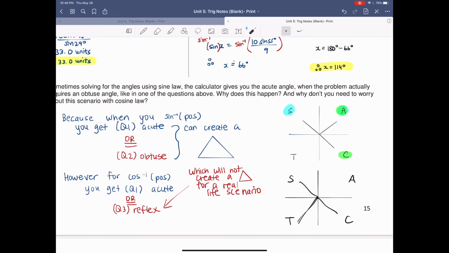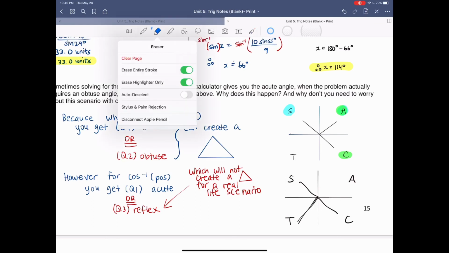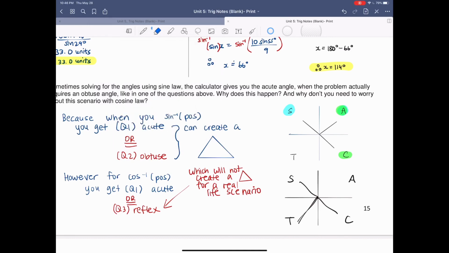And so again, it seems that it doesn't really matter. It's only the sine law that you need to worry about when you are considering whether it makes sense for a triangle, because only when you're taking sine inverse of a positive are you getting answers that make sense for a triangle, like an acute versus obtuse, and so you need to do that check.